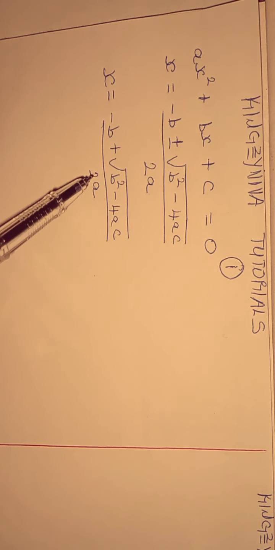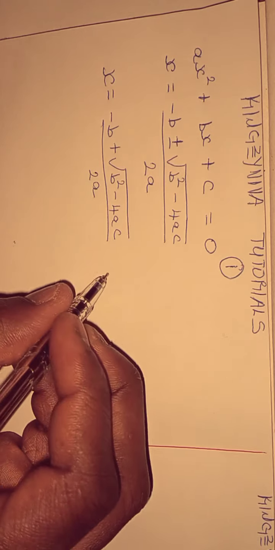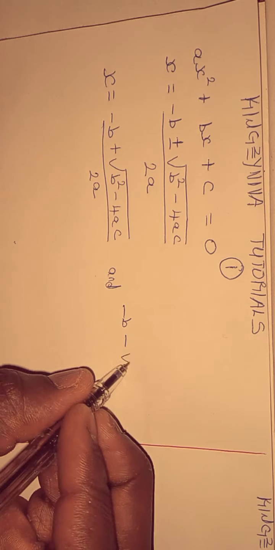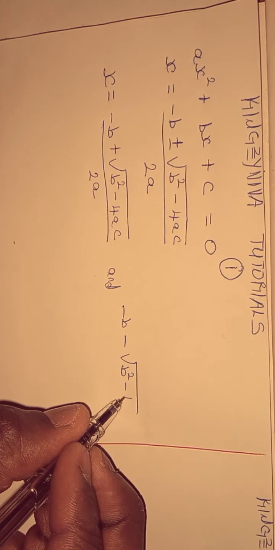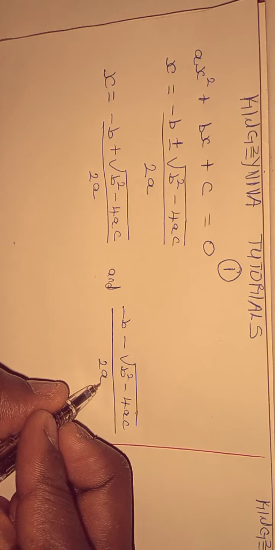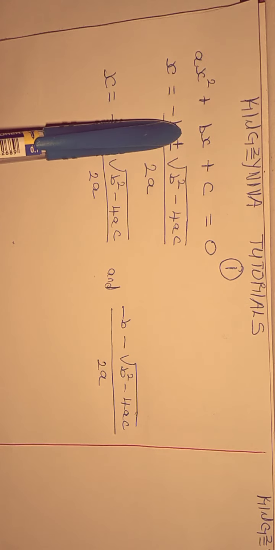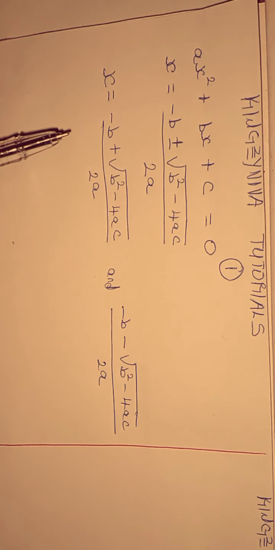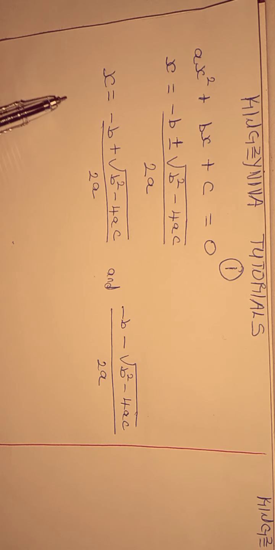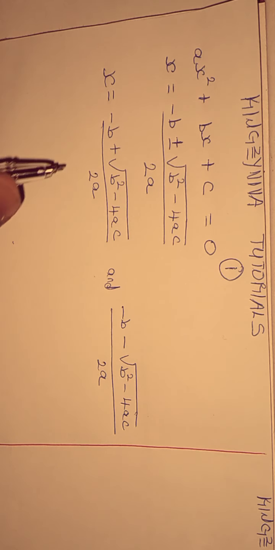This is one of the roots that we have here, and then minus b minus root b square minus 4ac all over 2a. So we have two roots here, plus and minus. We have plus here, and here we have minus, the two roots of this equation. Having done this, we can call one alpha and call one beta. But before then, we'll do something very quickly.